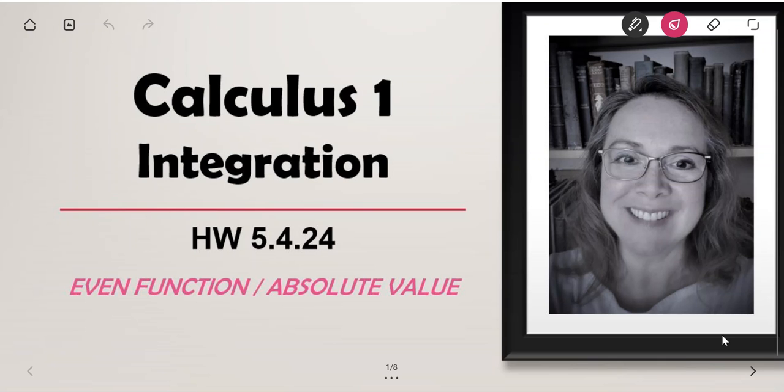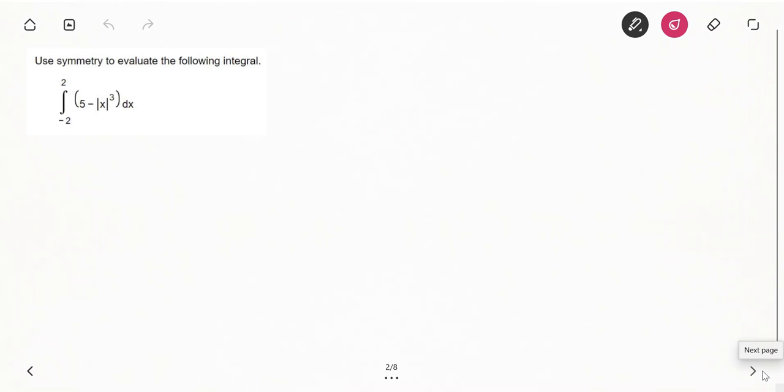Thank you for sending this question. This question came in from a student about a homework problem from section 5.4. It's a problem that has an even function and an absolute value, and we're asked to evaluate the integral.